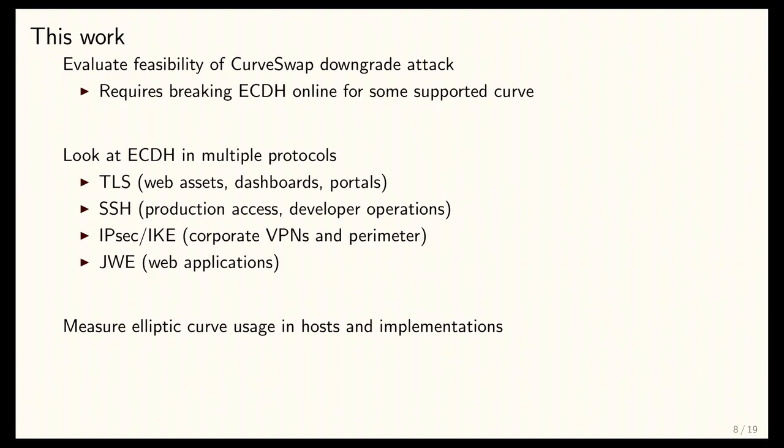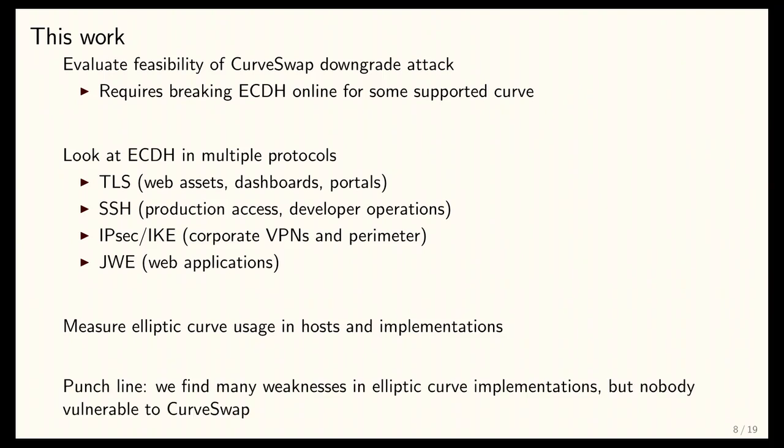In this work, we measured elliptic curve usage in hosts using internet scanning, and we used passive measurement to look at clients, and we also looked at library implementations by examining source code. So if you want to zone out now for the rest of the talk, the punchline is that we found a lot of weaknesses in elliptic curve implementations, but we didn't actually find anybody vulnerable to a full practical CurveSwap attack. So this is sort of a negative result, which is actually really good for the security of the internet. We had this theoretical attack, tried to find it in the wild, and didn't quite find it, but we got close.